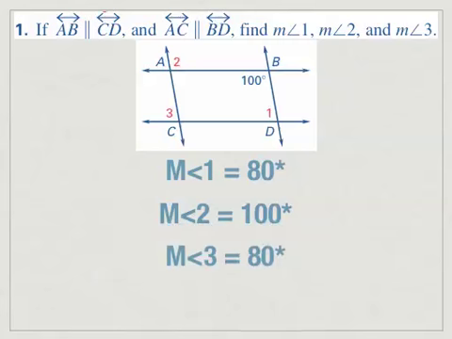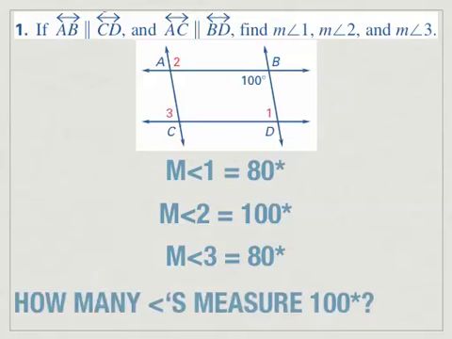A really quick question is how many angles would measure 100 degrees? We're given the 100-degree angle. We found that angle 2 is 100 degrees. If you think about this, there are actually going to be 8 100-degree angles total.